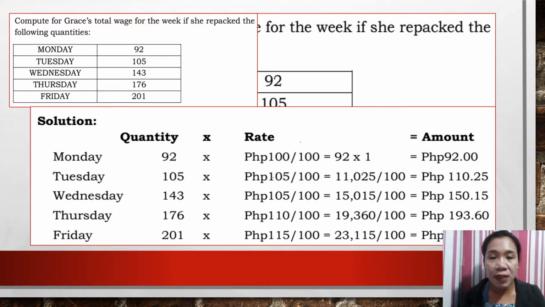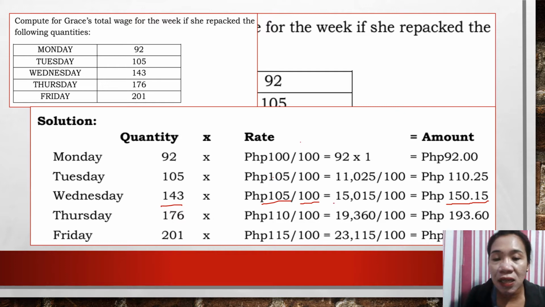110.25 pesos. Then on Wednesday, 143 times 105 over 100 kay napa-gyapon siya sa 100 to 149 nga range. So ang iyang per day per 100 is 105 pesos. 143 ani siya i-multiply sa 105, then ang answer divide og 100. Ang answer ana niya is 150 pesos and 15 centavos.